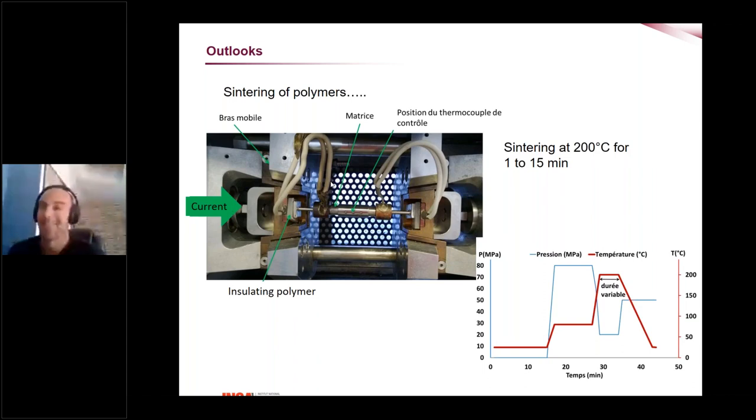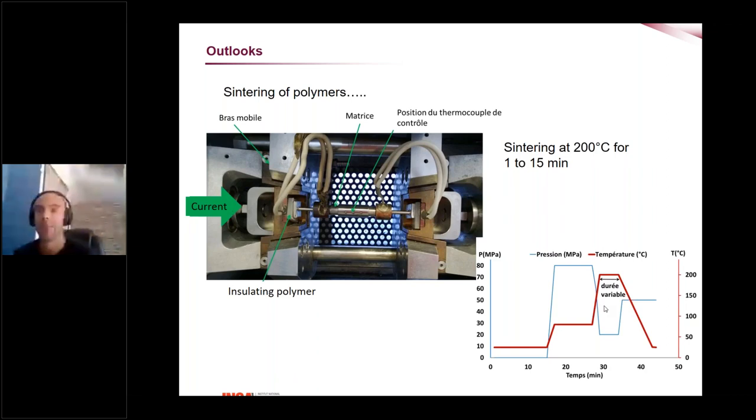Why we did that? I think this is maybe the most interesting one. If you look at the graph here, you can see the evolution of the pressure and temperature, and you can see that actually here we sinter at about 200 degrees C from 1 to 15 minutes. This one is an ultra high molecular weight polyethylene. Maybe you know about this, but it's a very difficult polymer to get.